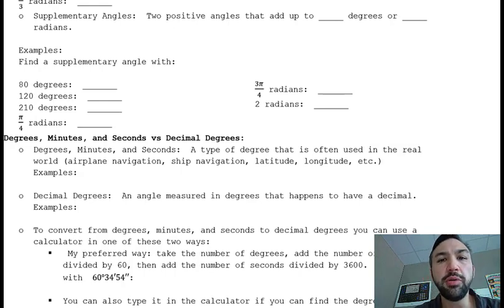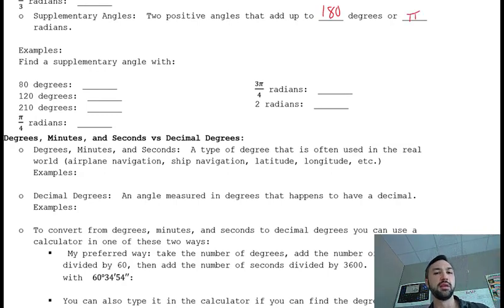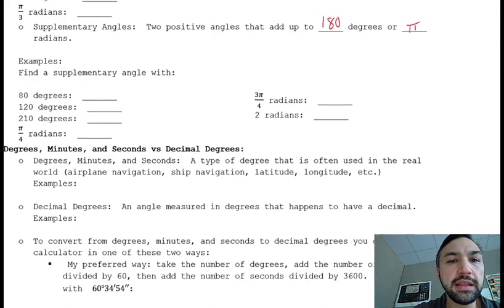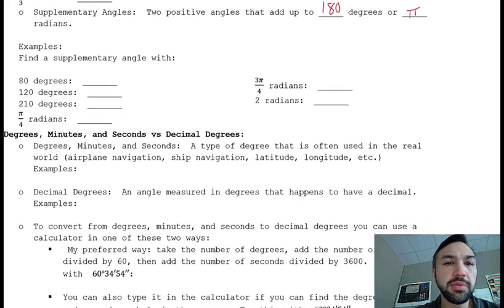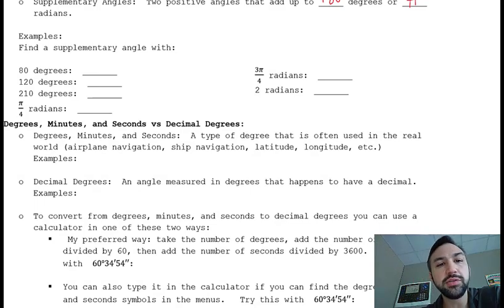Alright, so let's move on to supplementary angles. Supplementary angles are when you have two positive angles that add up to 180 degrees, and 180 degrees is the same thing as pi radians. Alright, so find a supplementary angle with these degrees and those radians. And if you understand the logic behind the last couple questions that we did with complementary angles, you can do the same thing here. You just set it equal to pi instead of pi over 2.